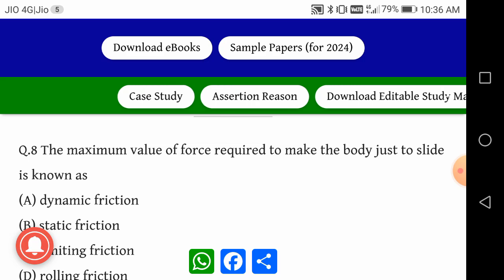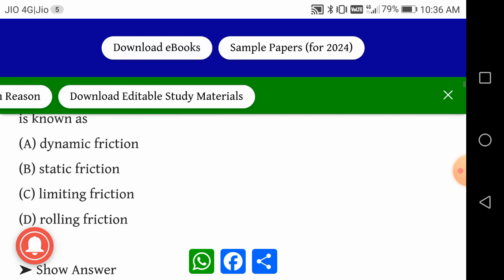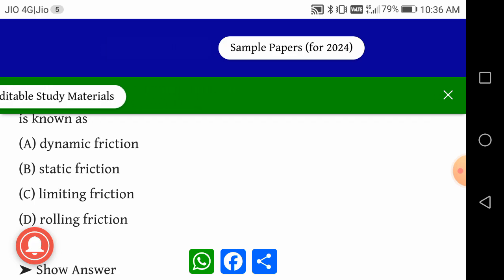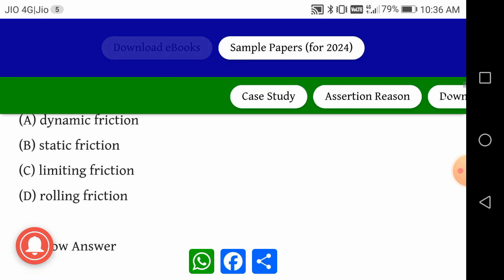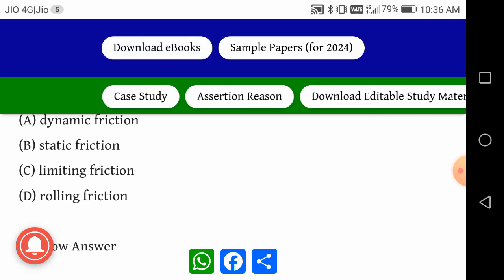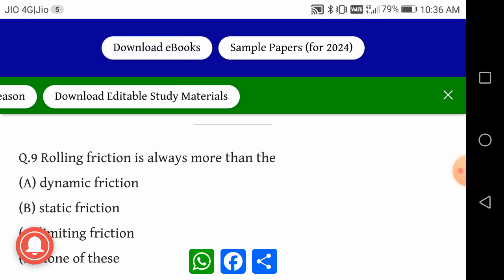The maximum value of force required to make the body just slide is known as limiting friction. Dynamic friction is the friction when there is a relative motion between the two bodies. Static friction is the friction existing between two bodies when they are at rest, and rolling friction is the friction existing when two bodies have relative motion between them, like a ball bearing.